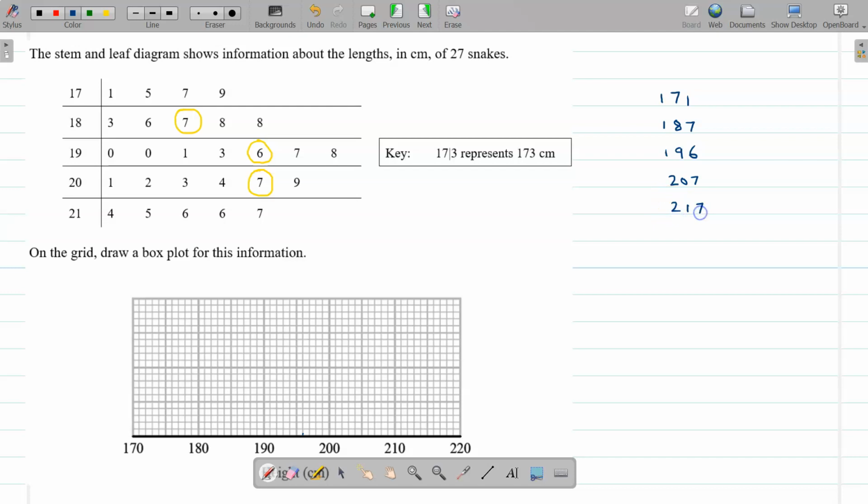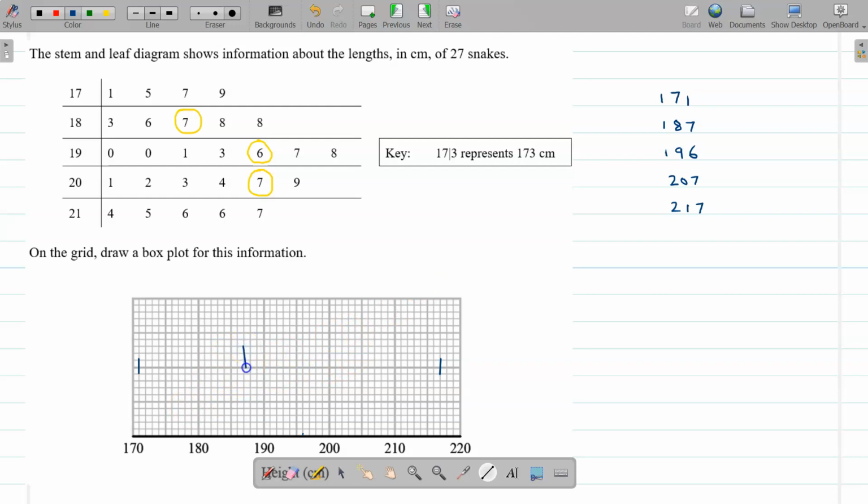Now it's very important that you plot these accurately. You can't be one square out because there's no reason to be. You can and should get them exactly right. So you put a little line at the two ends, what we call the ends of the whiskers, and that's at 217 here. So that's the first thing I would do. Then I would do the box. So the box starts at 187, which is that one there.